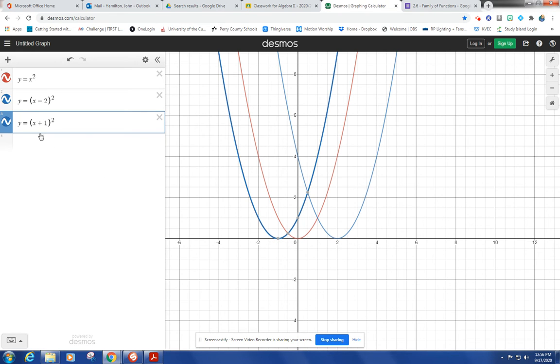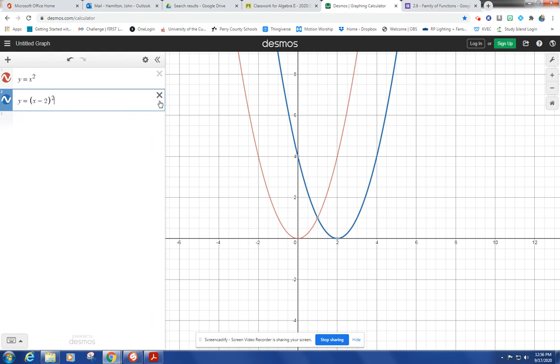So again, a horizontal change does the opposite of what you think it might do, and it moves the opposite of what you'd have it do. So if it says positive 1, it actually moves to the left 1. If it says negative 2, it actually moves to the right 2. All right, so let's look at a few more concepts on this.